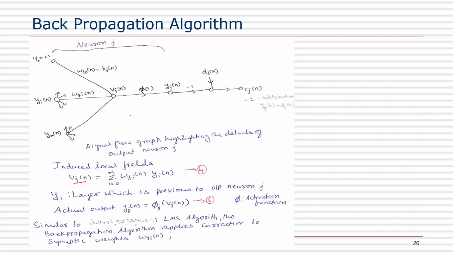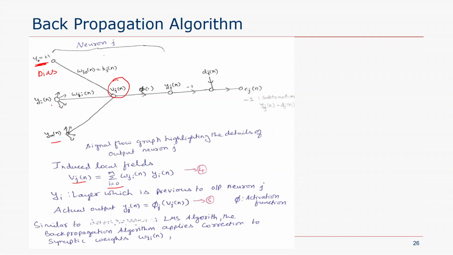Now Vj, which is here in this one, we are going to get by summing from i equal to 0 to m. That is, the input is running from 0 to m, and y0 equal to +1 is the bias term. Therefore the input is held at constant +1, but the weight is given by wj0 of n equal to bj of n, which is going to indicate the bias.